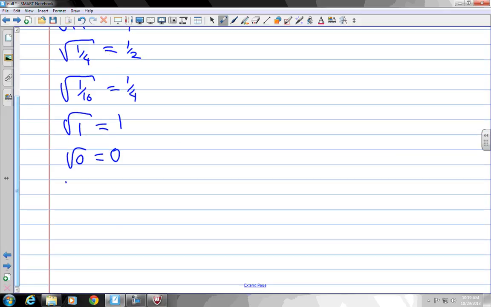How about square root of -4? Well, what is 2 squared? Right, so there's no real number such that if I square it, it'll give me negative 4. So this is not a real number.